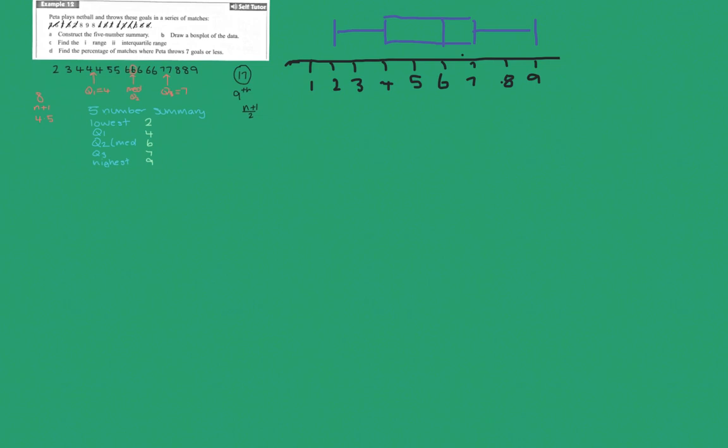It shows us the spread of data, and we can work out our range, 9 minus 2, which is 7, and our interquartile range, 7 minus 4, which is 3.